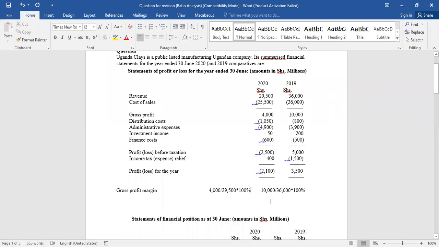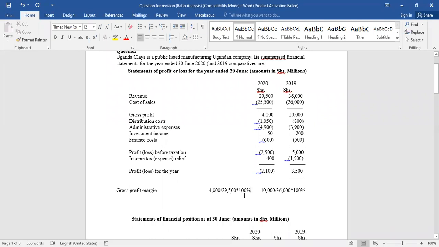Now the figure you get is the gross profit margin. That's how we compute them. We're going to comment on them later. I prefer to maybe learn how to compute first, but I think I can do both. So you know the ratio, the formula, you apply it. It's gross profit over revenue times 100%.